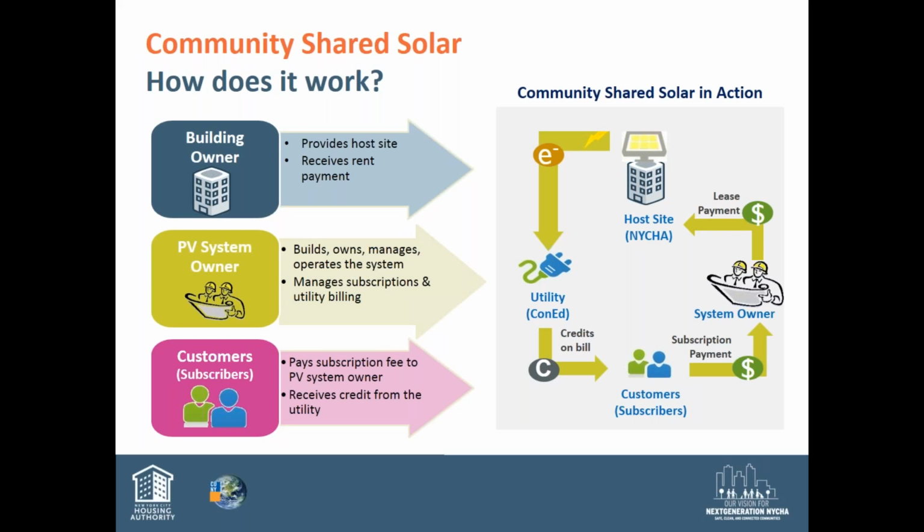is going to give a lease payment to the host site in exchange for giving the solar installation a place to live. The energy from that installation is going to go on Con Ed's utility grid, which generates bill credits that are then going to be essentially bought by New Yorkers. We call them subscribers, but they're essentially the customers to the community solar array, and they're going to pay that subscription payment back to the system owner or the developer.